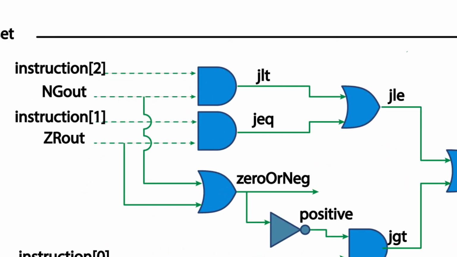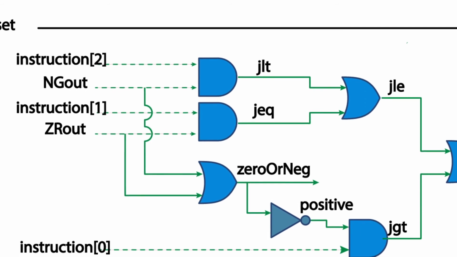For the next AND gate, if ZR out from the ALU is 1 and instruction 1, J2, are positive, it outputs 1 to JEQ. The next AND gate will output 1 to JLT if NG out from the ALU is 1 and instruction 2, J1, are positive. This is followed by an OR gate that combines the inputs of ZR out and NG out to output 1 on 0 or neg if either input is 1.